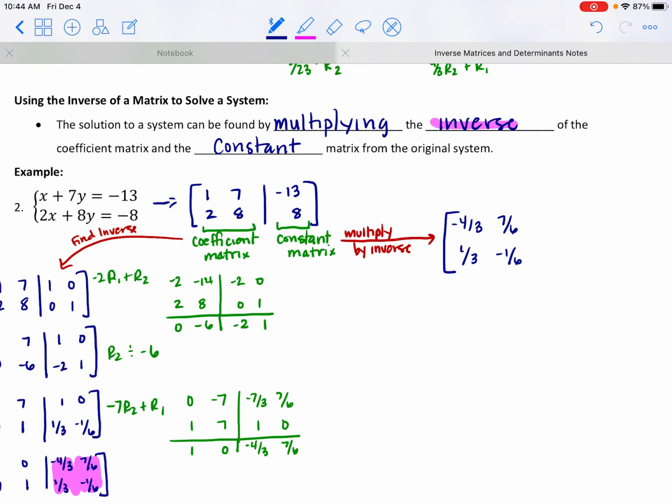That was our inverse. That is going to be multiplied by the constant matrix from our original system. So it's going to be multiplied by the negative 13 and the 8. And according to this property, which we know to be true, if we multiply that inverse and that constant matrix, we will obtain the solution to our system.